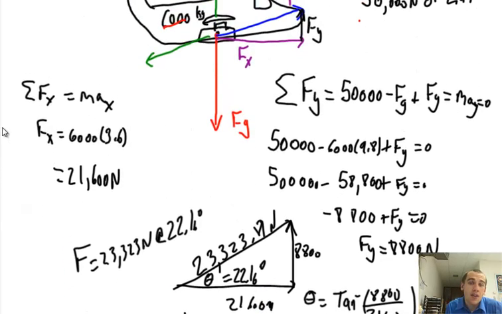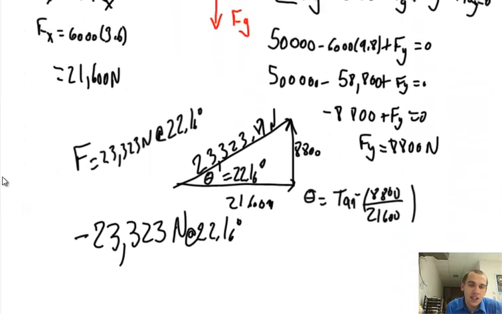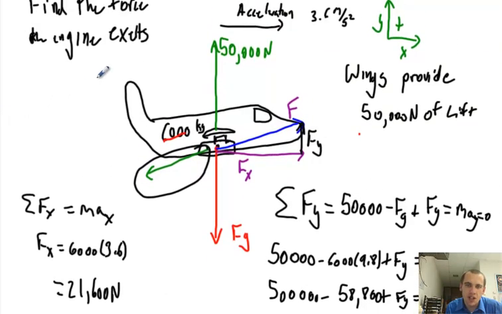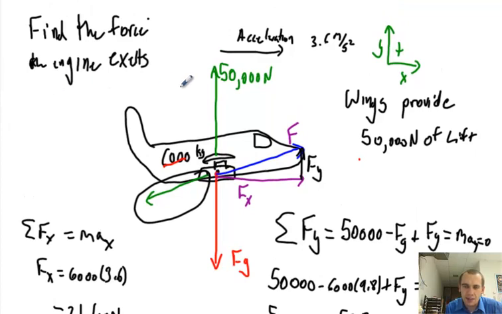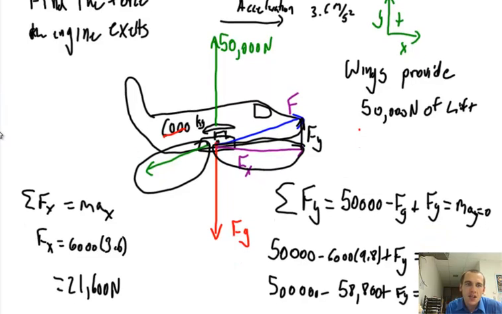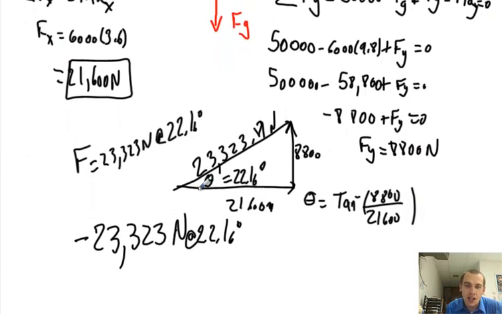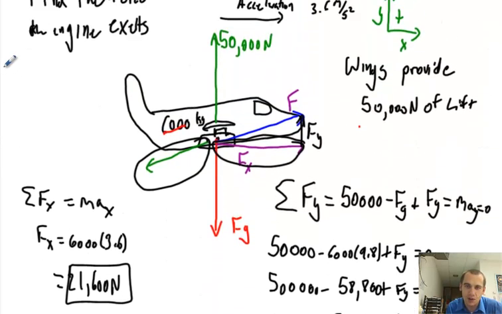Now, this is interesting because I found the force of the engine on the plane. I didn't find the net force. If I want the net force on the plane, that's pretty easy. That's just its mass times its acceleration. The only unbalanced force on this whole thing is this Fx. So that Fx is the net force. So the net force acting on the plane is 21,600 newtons. But in order to actually get this plane to do what it's doing, the engines also have to provide some force to keep it in the air. So that 23,323 newtons is the force the engines have to exert.